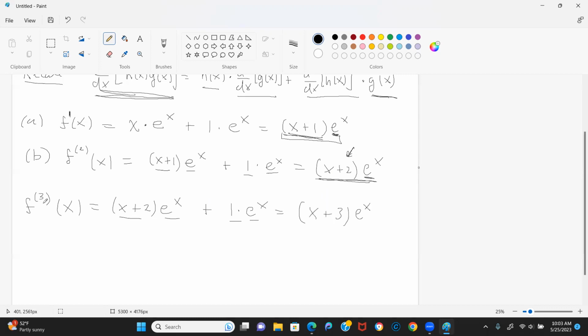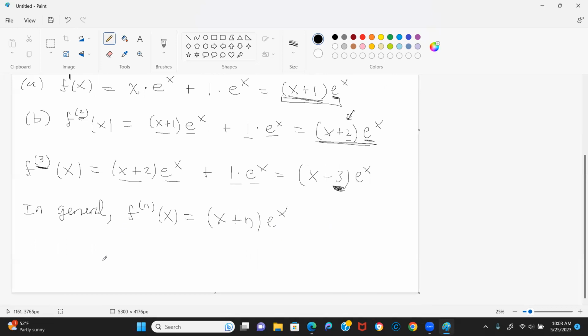So note, there's a connection between the order of the derivative you took and this constant right here. Take the third derivative, and you have x plus 3. Take the second derivative, and you have this 2 here, so it's x plus 2. So this should suggest that in general, when you take the nth derivative of f of x, you get (x plus n) e to the x. This is just a guess.